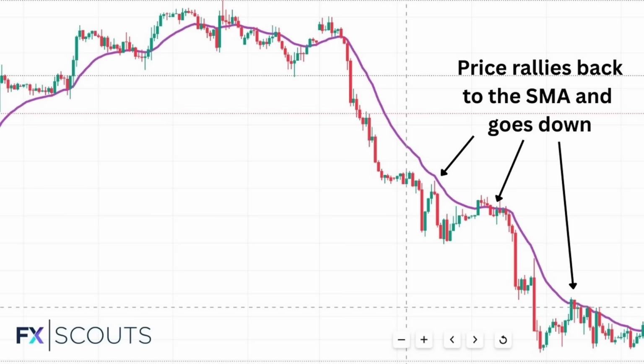Also, if you look at this downtrend, you'll see that the SMA is sloping down and then price rallies up to it before dropping again.